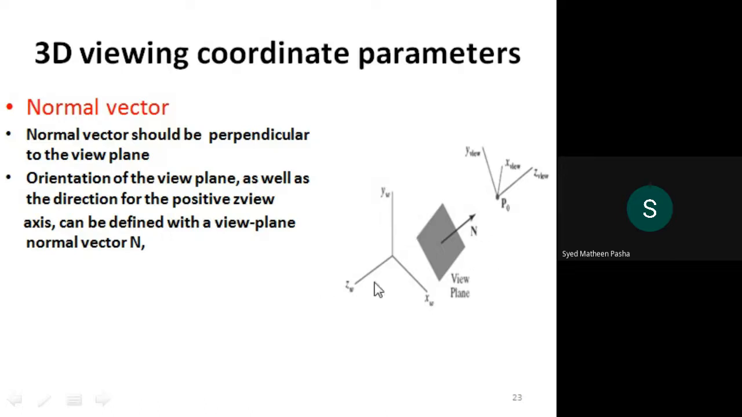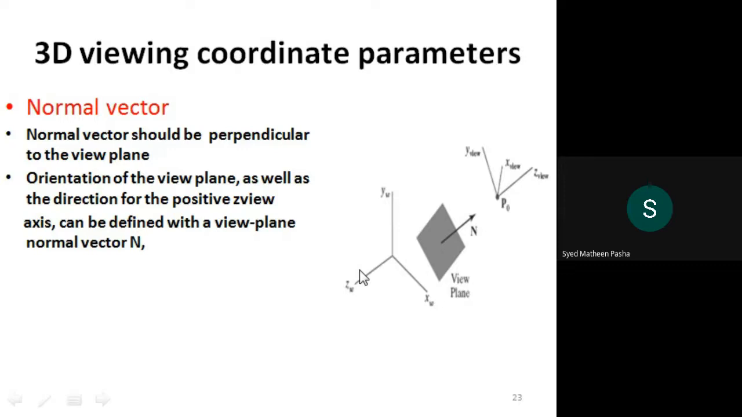This can be defined in another form as well. I can define the normal vector as dxn, dyn, as well as dzn. Do remember this: dxn, dyn, and dzn. That is the other name of the normal vector when it comes to the parameters of 3D viewing. It basically represents the direction in which the particular view plane is being represented, that is, it is perpendicular to the view plane. Okay, that is the definition of the normal vector.